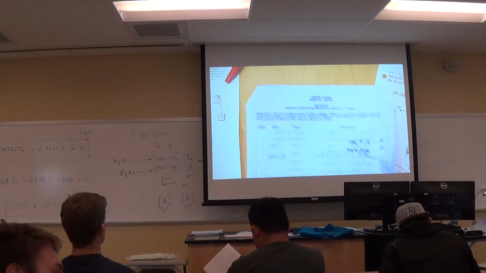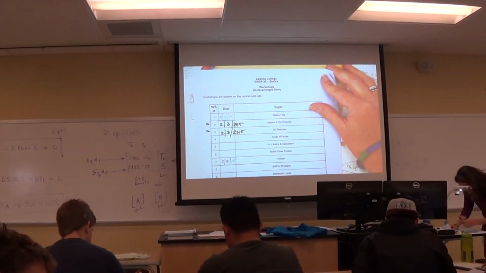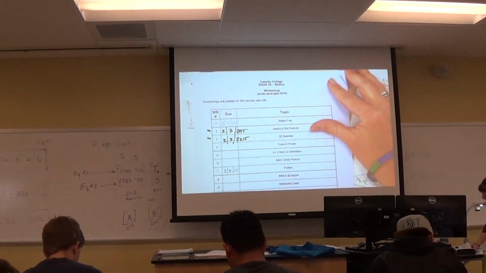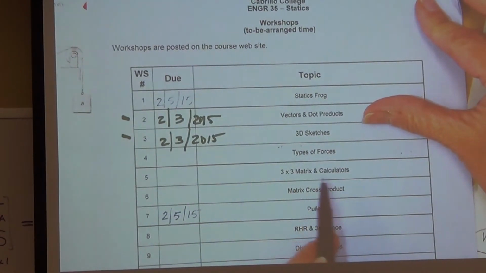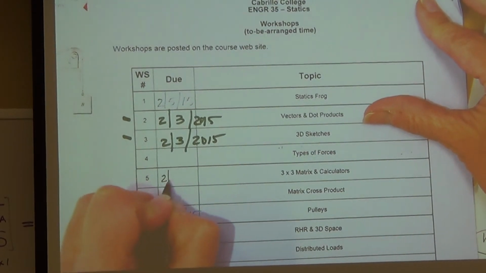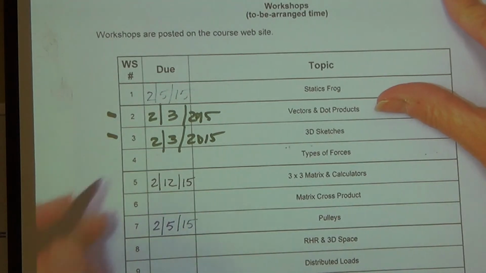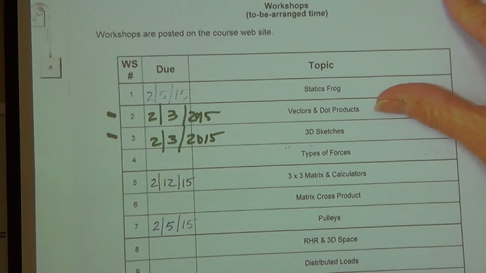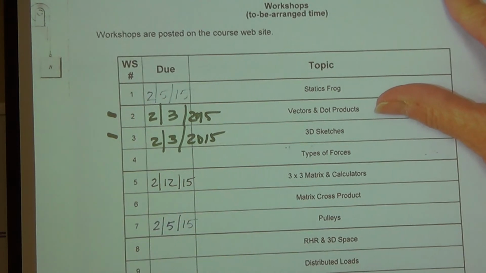Let's look at the workshops first. Okay, so workshop 4 is 3x3 matrices and showing how to use it on your calculator. Okay, so that's going to be due a week from today. Is today the 5th? Yeah. So 12. We're not doing 4 and 6 yet. So did everybody get that? Workshop number 5 is due on the 12th.